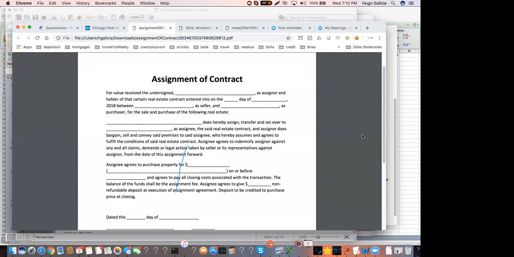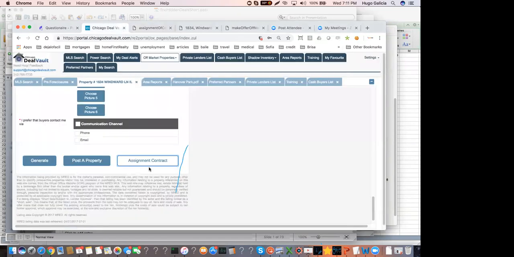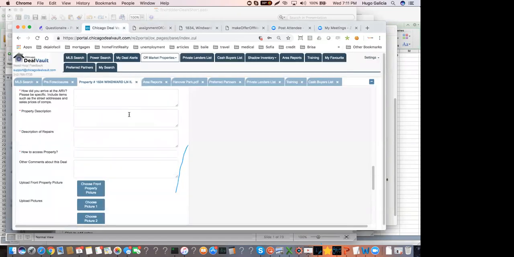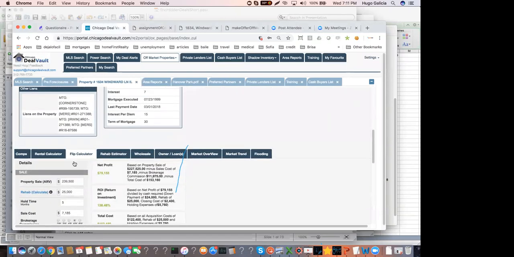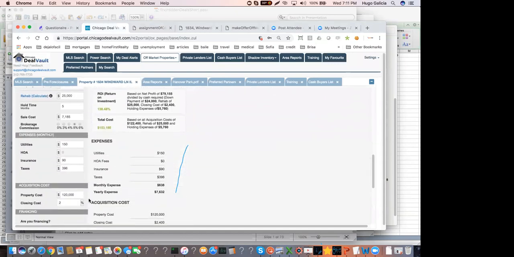Okay, so now another question is, since these are retail cash buyers, how do you come up with a price versus the formula you see for an investor buyer? So the question is, how much should you wholesale the property to a cash buyer versus an investor? So you know the numbers on the property. If we look at the numbers for this property, we're going to be paying 50 cents on the dollar, 120, okay?